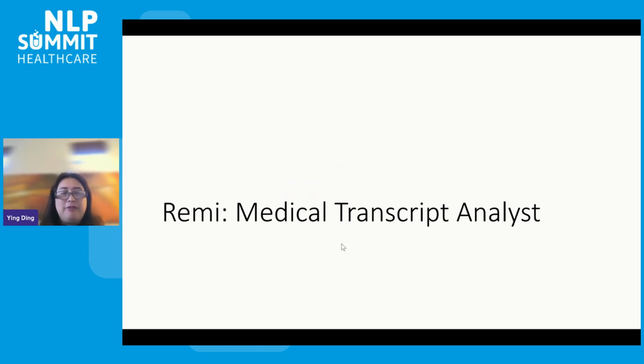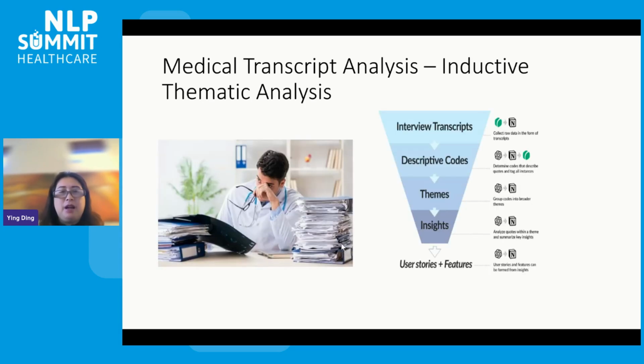So the third one I want to share is medical transcript analysis. There are a lot of medical transcripts, especially after surgery follow-up and chronic disease management. You have to interview patients and their families, and come out with a lot of transcripts. And normally coding these transcripts, we call it thematic analysis, is very time consuming. You have to have at least two coders to do the systematic coding and find insights, find themes, and detect care gaps and those kinds of things.